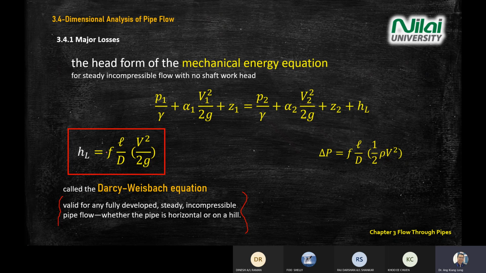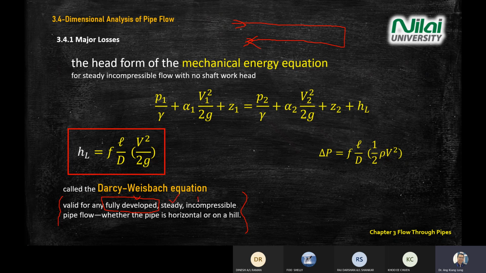Darcy equation, or HL equal to FL divided by D, V squared over 2G, applies or is valid for fully developed flow. Again, we already explained what is fully developed. Since the first lecture of this chapter, I showed you the pipe system, how the fully developed region is defined. So go and read or listen back to the previous lecture.